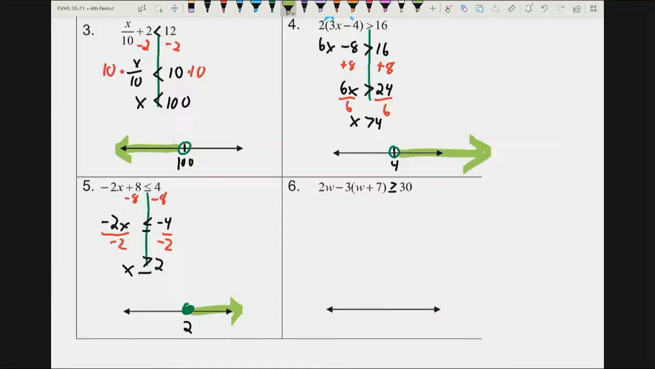And now, number 6. This one's probably our most complex one of the entire page. First thing we've got to do is distribute the 3. And actually be careful because the sign goes with it, so you have to distribute the negative 3. So 2w gets written down. Negative 3 times w is negative 3w. Negative 3 times 7 is negative 21. Greater than or equal to 30.